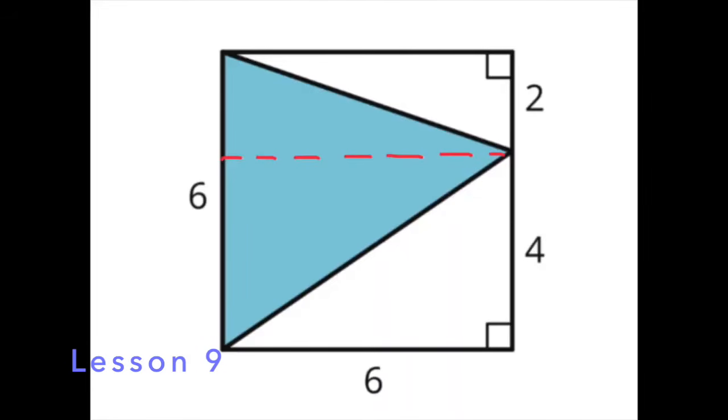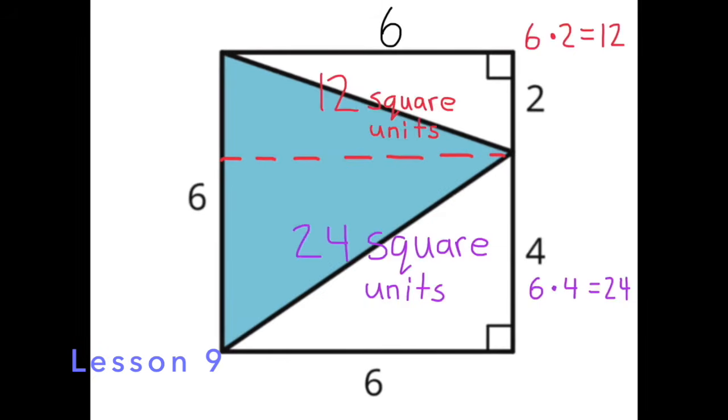Look at it this way. I'm going to decompose this square. On the top we have a rectangle that's 6 by 2, and on the bottom we have a larger rectangle that's 6 by 4. The smaller rectangle on top has an area of 12 square units, and the larger rectangle on the bottom has an area of 24 square units. For the top rectangle, we multiplied 6 times 2 to get 12. For the bottom rectangle, we multiplied 6 times 4 to get 24.